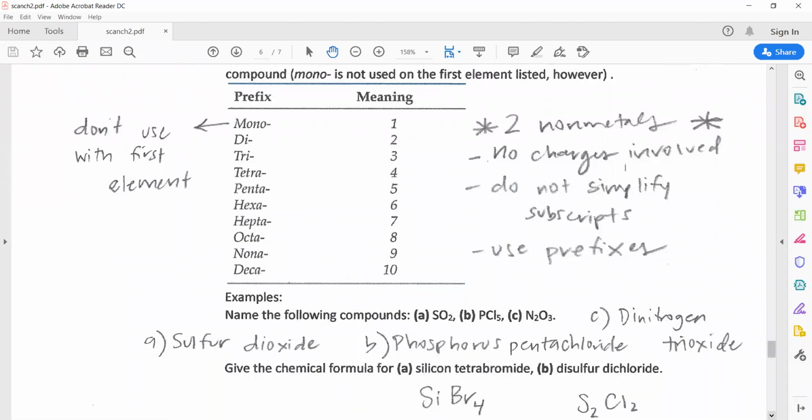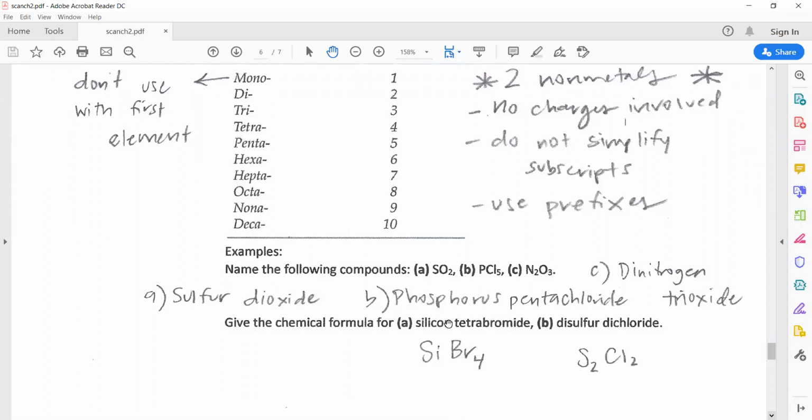And then the reverse, if we were given silicon tetrabromide, it's 2 nonmetals again. So we would take silicon, there must only be 1 of them because it does not have a prefix. And then tetrabromide means that there are 4 bromines. Disulfur dichloride, there's a di and a di, which means they both have 2. So S2Cl2, and remember we do not simplify when it's a molecular compound.